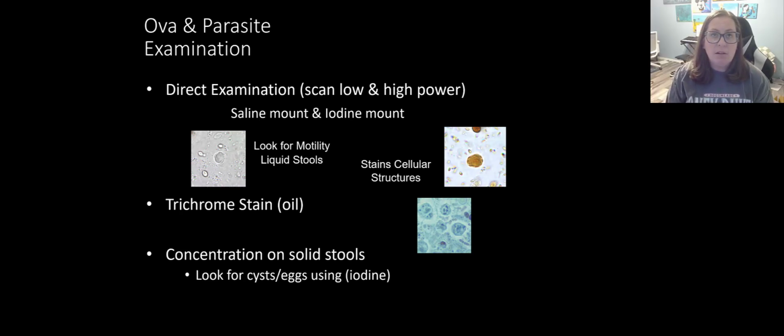Now, saline mounts are going to allow them to look for motility, like movement. And then the iodine mounts are going to stain cellular structures so we can get a closer look at what structures we're dealing with. A lot of times they will also use what we call the trichrome stain. This is for them to move up to the oil objective on the microscope. Now, another thing they want to look at is the concentration on solid stools, and they're going to look for things like cysts or eggs, and they'll do this using iodine as well.